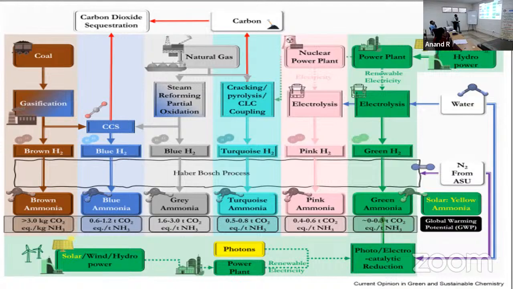Then electrolysis: you need electricity to dissociate water into hydrogen. The hydrogen comes out from the reactor by consuming nuclear energy. The electricity that comes from a nuclear power plant gives pink hydrogen. Then with the Haber-Bosch process we produce ammonia, called pink ammonia. This we already studied. For electrolysis, we are using solar, wind, renewable-based energy to produce hydrogen, called green hydrogen. Then for the ammonia you can go for either the Haber-Bosch process or an electrochemical method. It's called green ammonia.